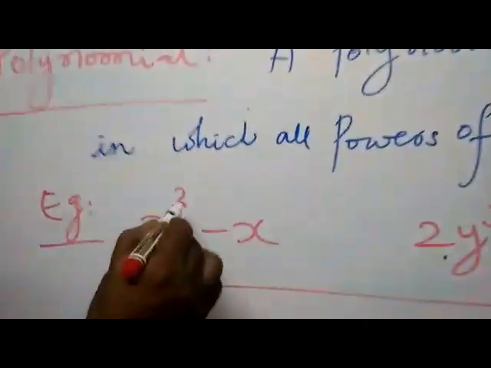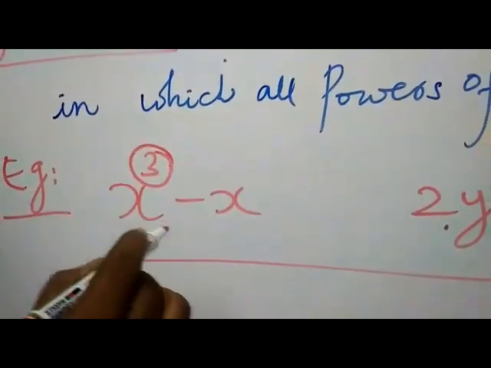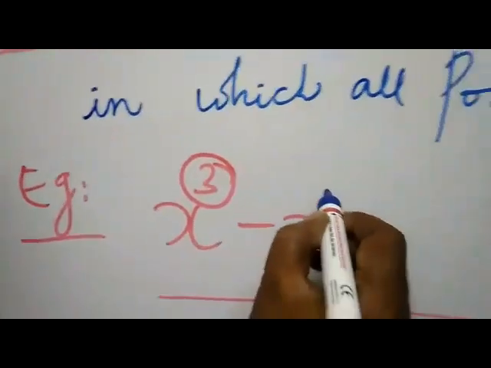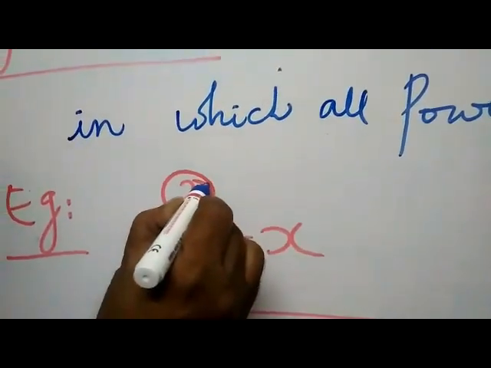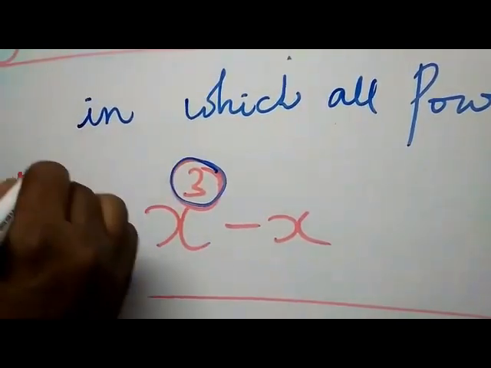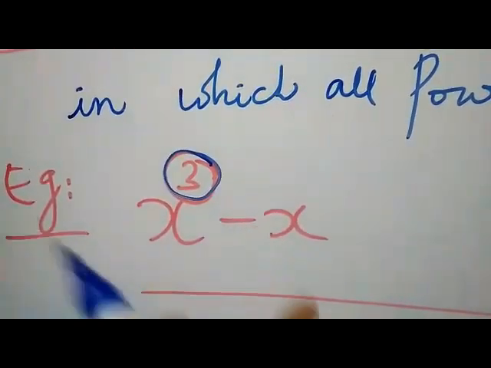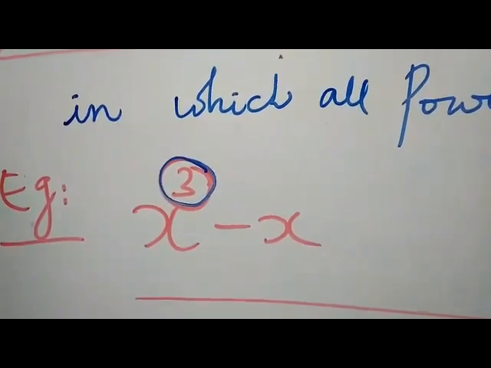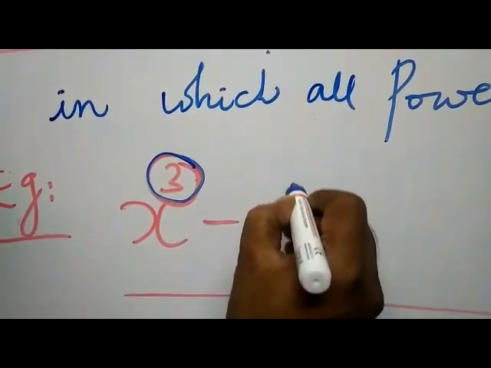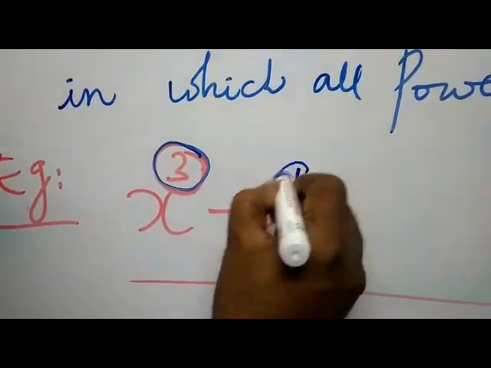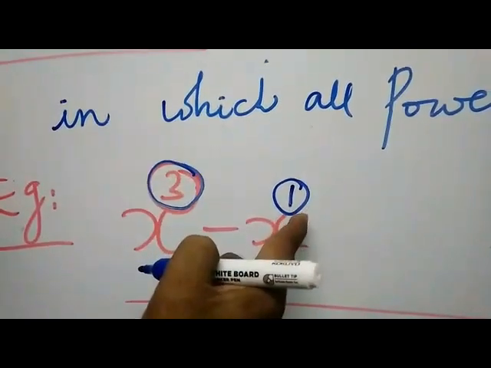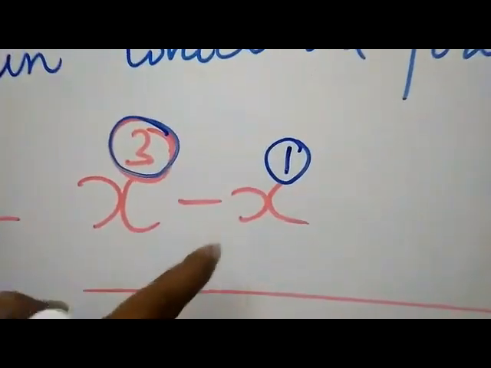This is an algebraic expression. The power of the variable is 3. So the power of this variable is 3. This is a whole number. Whole numbers are nothing but 0, 1, 2, 3 and so on. What is the power of this variable? 1. The power of the variable is 1. So these two are whole numbers. That's why it is a polynomial.